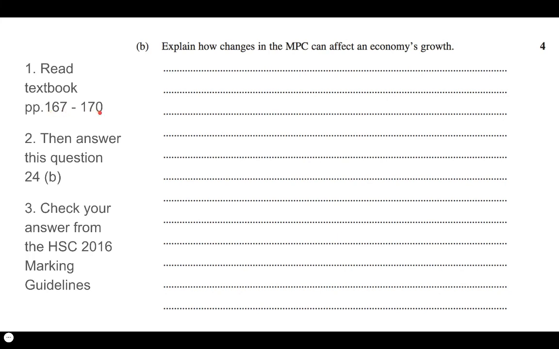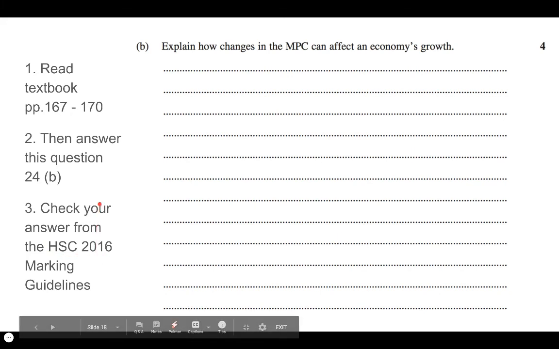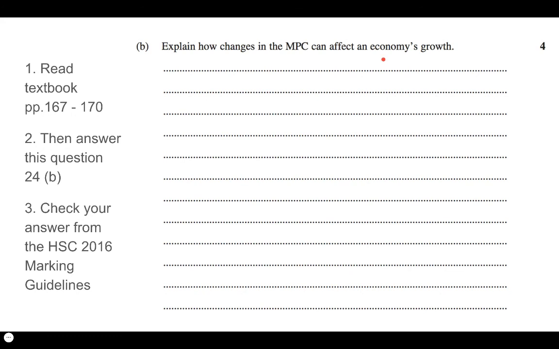Okay, so for this last slide, can you read the textbook of Dixon and Mahoney for pages 167 to 170, where we review the simple multiplier? Answer question 24B, handwrite it out yourself: explain how changes in the MPC can affect an economy's growth. Then, to also make yourself a little bit more accountable and individual, you can follow this up yourself. Check your answer from the HSC 2016 marking guidelines and see how you go. So we want to be able to check those answers ourselves.